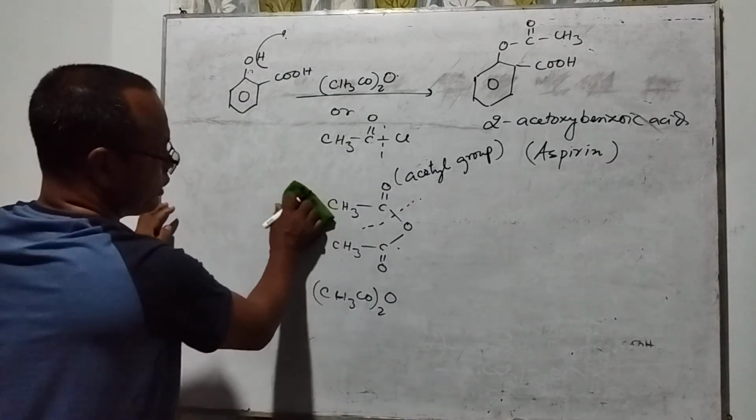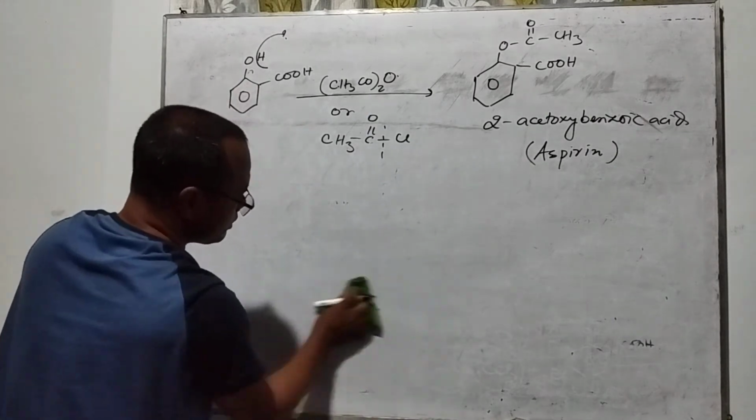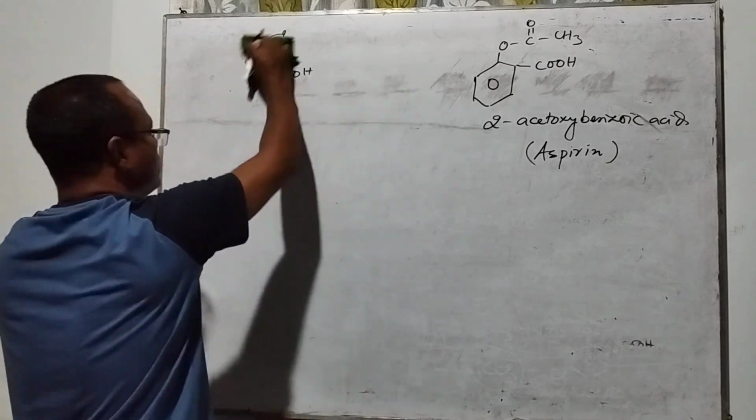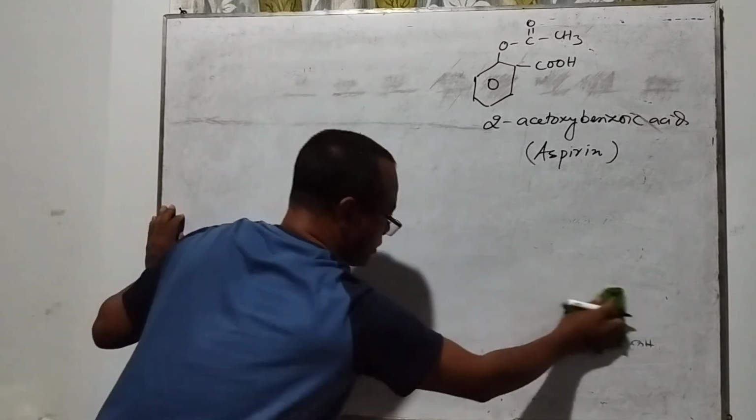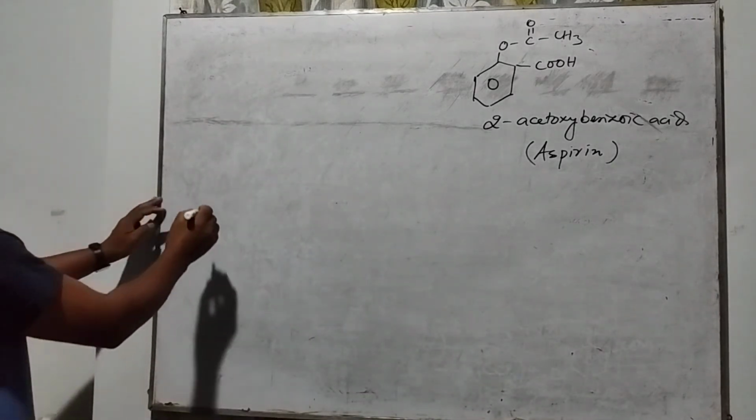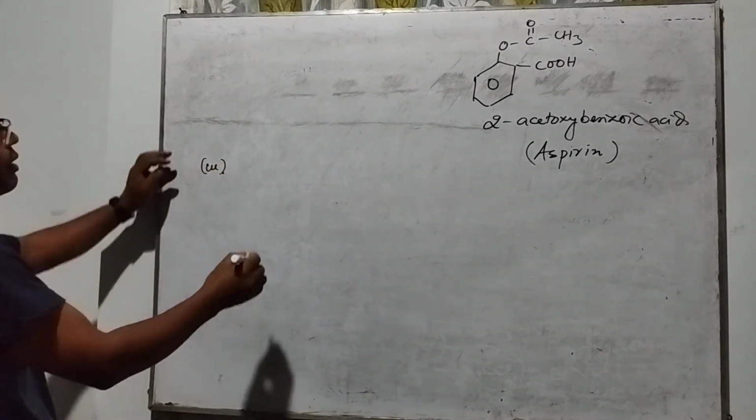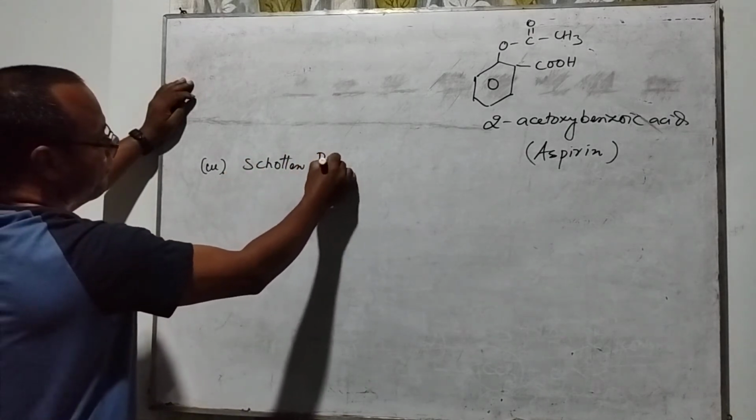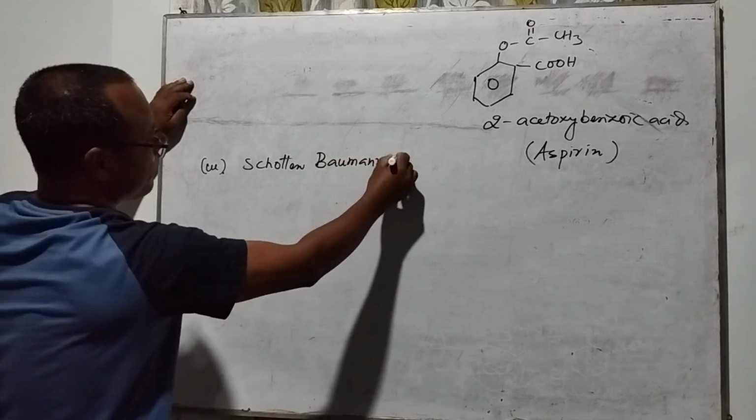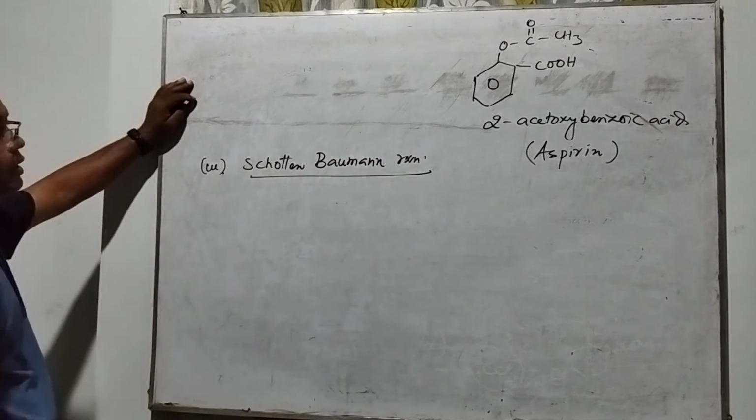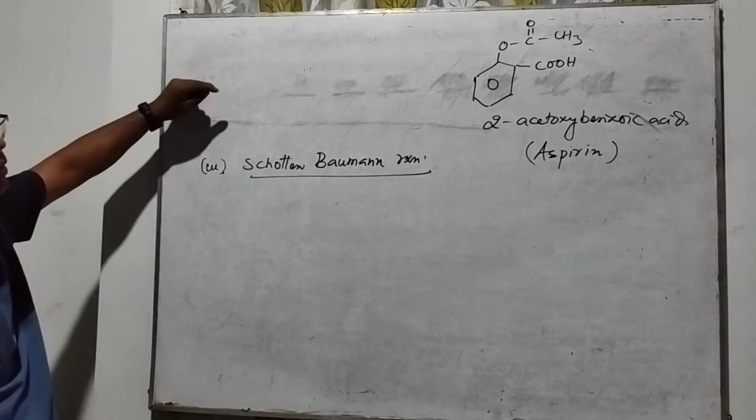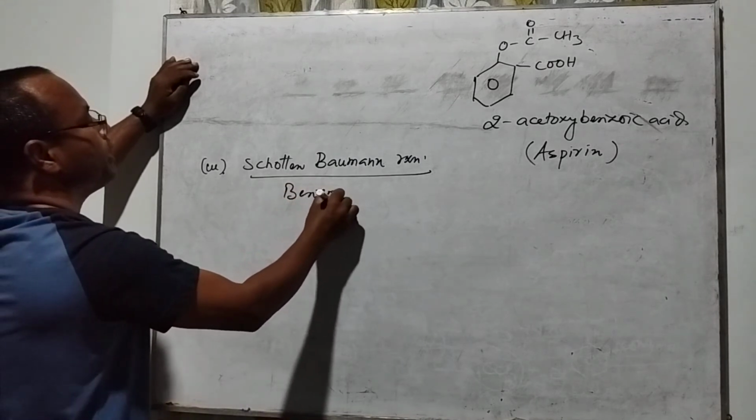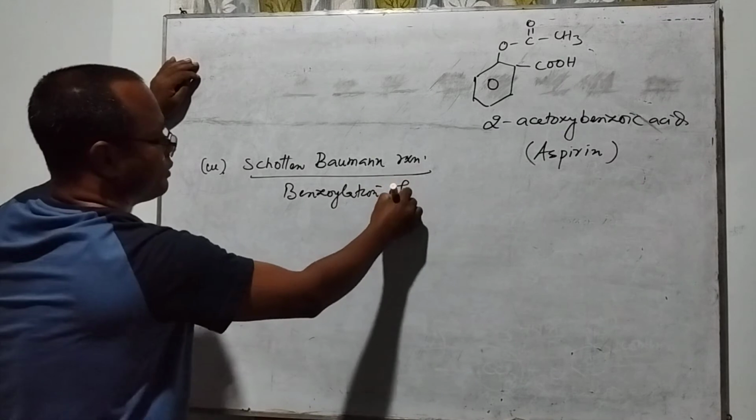So don't forget, salicylic acid is one of the most important starting materials to form our aspirin. Don't forget. Number 3, that is the Schotten-Baumann reaction. So the Schotten-Baumann reaction is similar to our previous acetylation. So this here is the benzoylation of phenol.